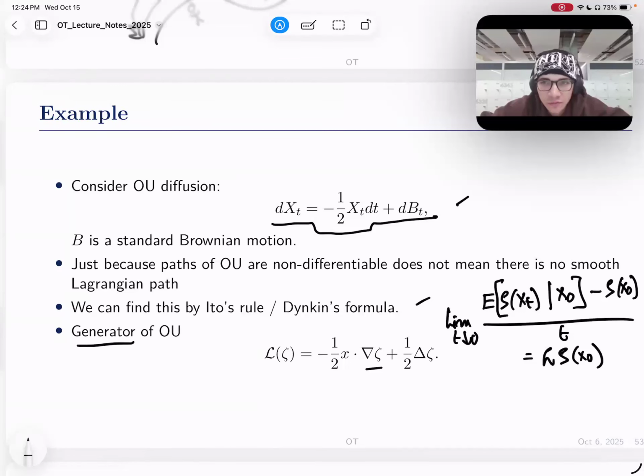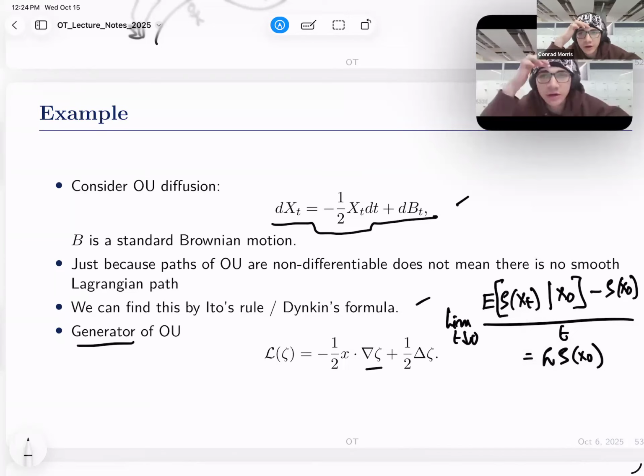Now, as t goes to 0, these stochastic processes have continuous paths. So zeta of X_t converges to zeta of X_0. And now if you take a derivative in time t, you would get the generator of zeta at x_0. This is how you think about it. So it really comes from 2-point joint distributions of a diffusion.